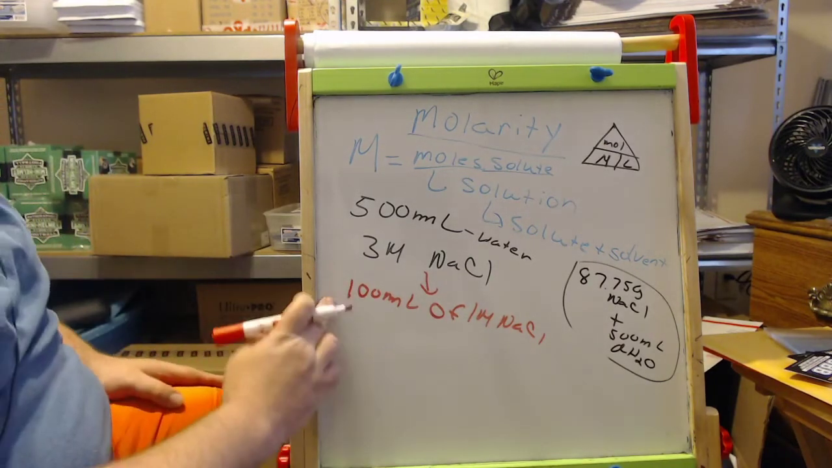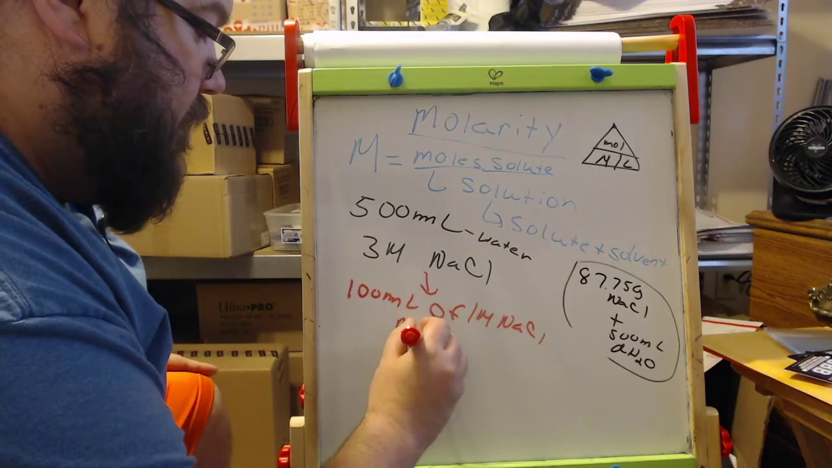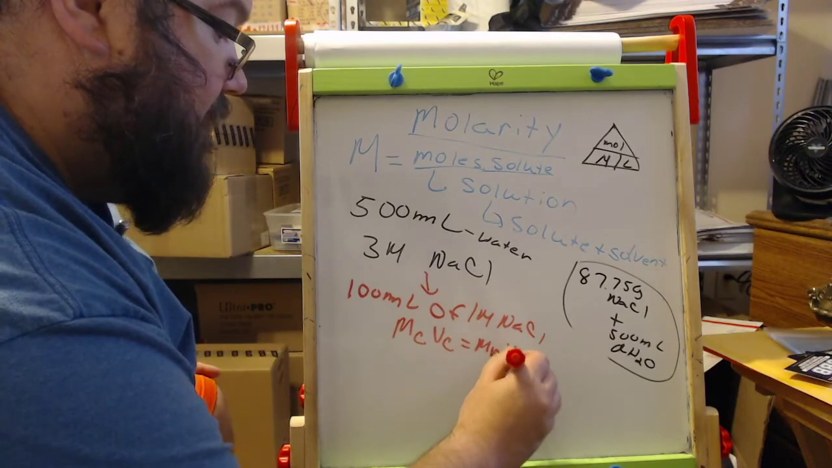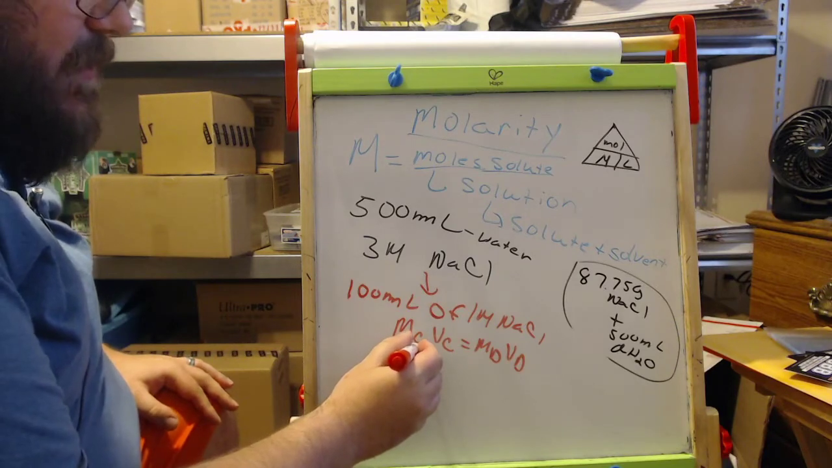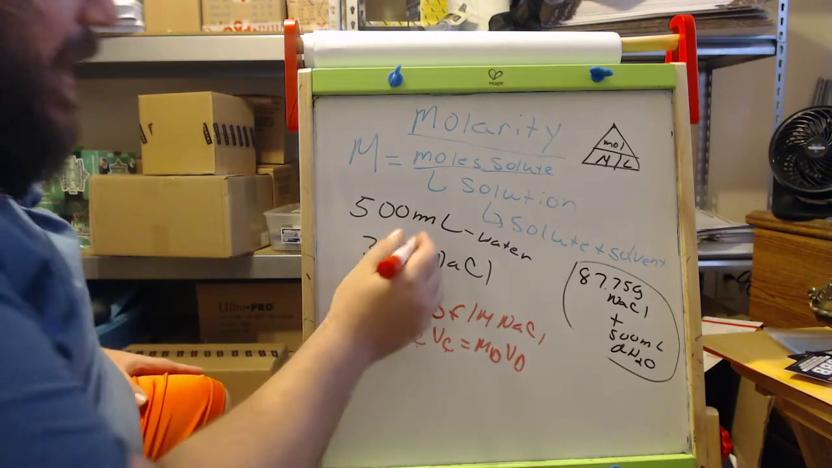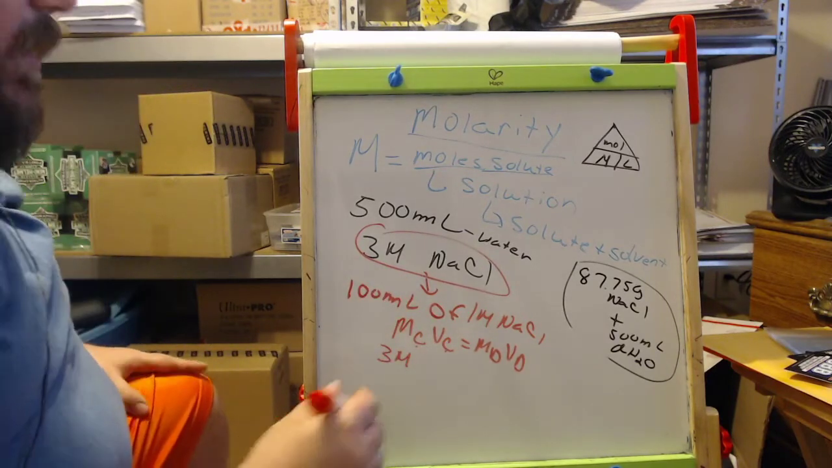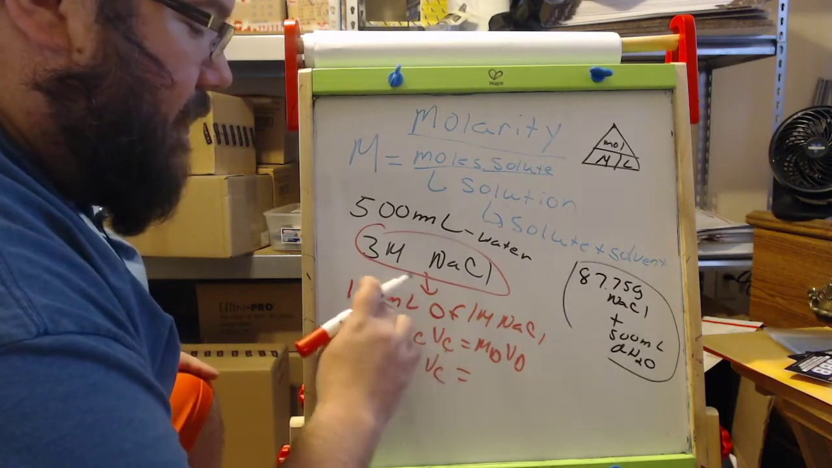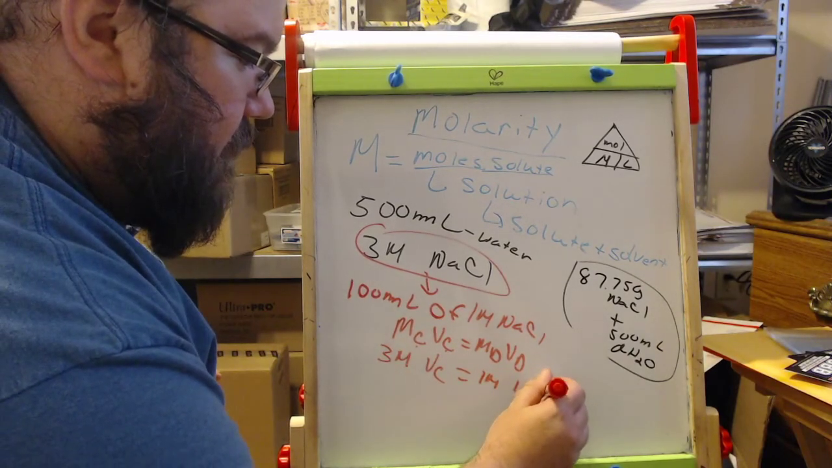That's what we're going to do here, but we can't use the words some and some. We actually have to figure out the amount. So the formula is MCVC equals MDVD. You might see it as M1V1 equals M2V2. I like using C and D because C stands for concentrated and D stands for diluted. I've got a concentrated solution, 3 molar. I don't know how much I'm going to pour out. That's what I need to figure out. I do know I need 100 mils of 1 molar, so I know my diluted concentration and volume.